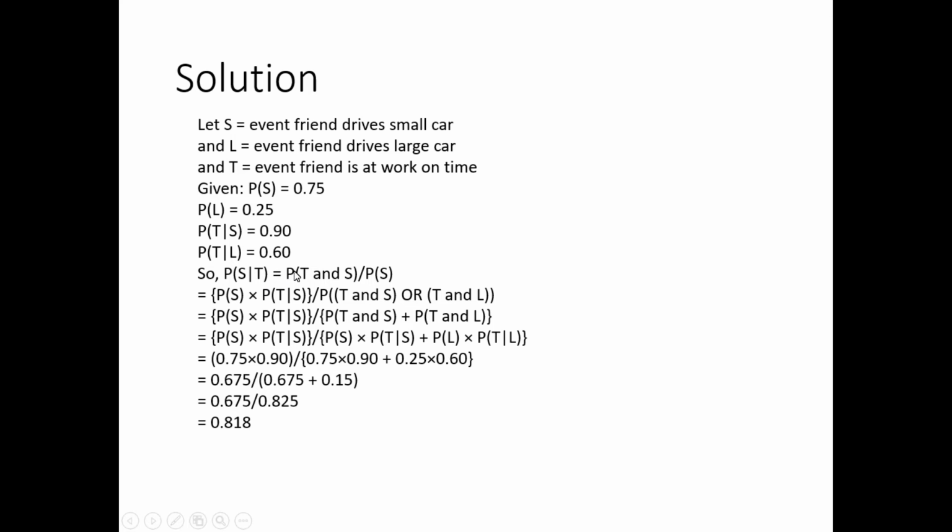That really equals the probability that he's on time and drove the small car over the total probability that he's on time. We break that down further and say the probability that he's on time and drove the small car is really the probability that he drove the small car times the probability he's on time when he drove the small car.